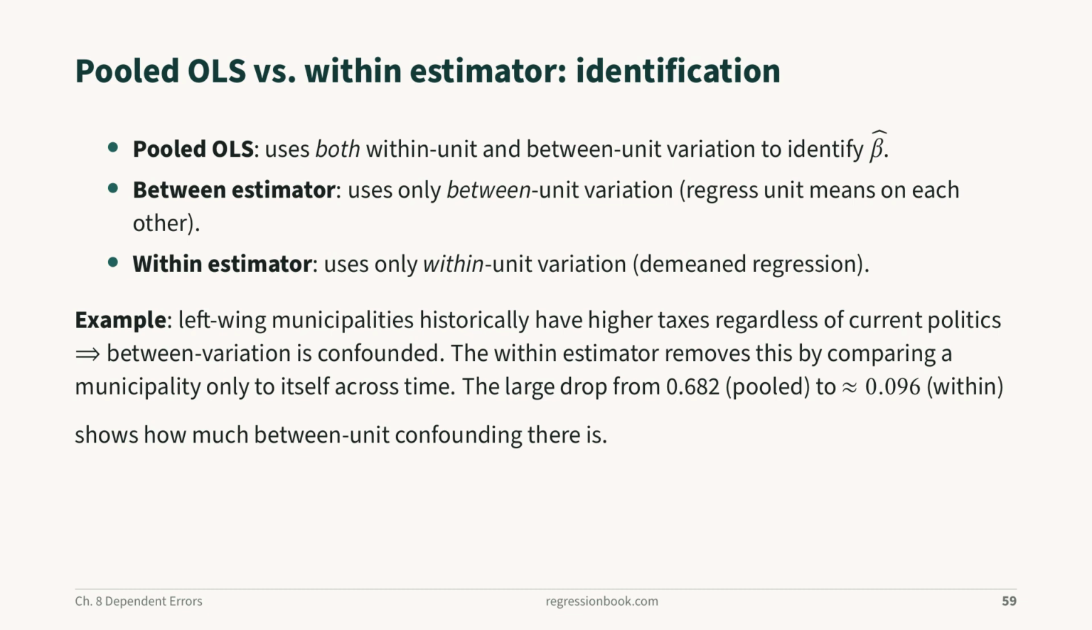The identification page is the deepest in the chapter. Pooled least squares blends between unit and within unit variation. The between estimator uses group means only. The within estimator uses only changes inside each unit. For the municipalities, between variation is confounded by tradition, and the collapse from 0.682 pooled to about 0.096 within measures exactly how much confounding the between variation carried.